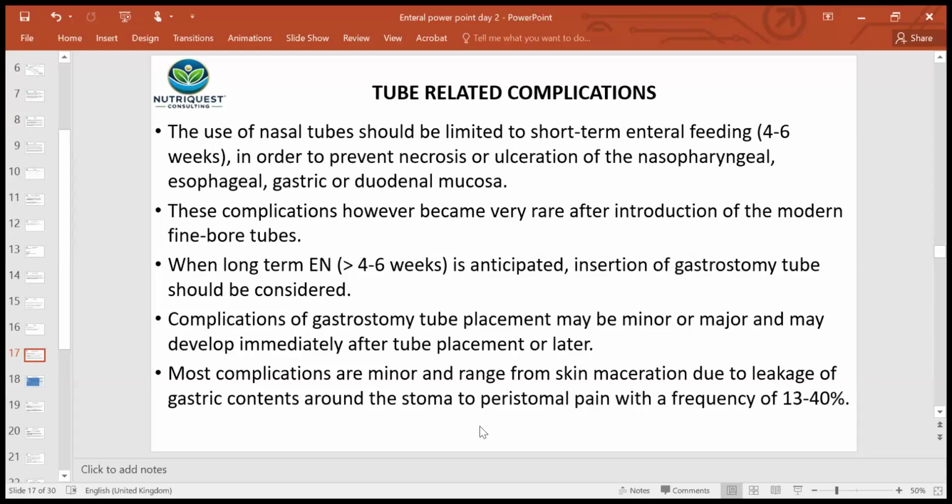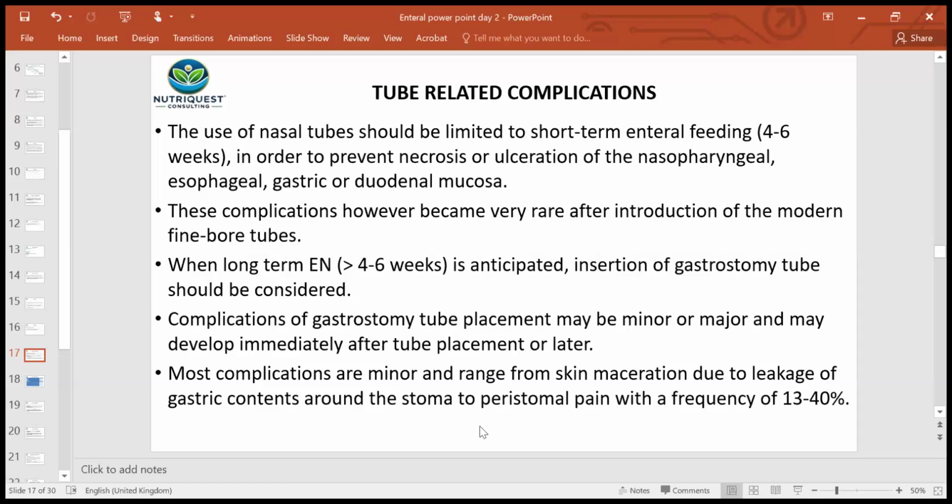So if a patient is going to be on nasal tube for feeding, then we should restrict ourselves to 4 to 6 weeks. If it's going beyond that, then you definitely know there could be issues of necrosis, or they are going to have some wound on those passage areas. These complications, however, become very rare after introduction of modern fine bore tubes.